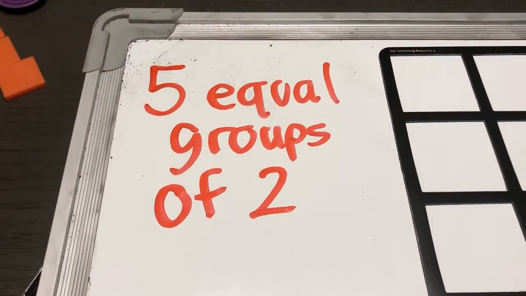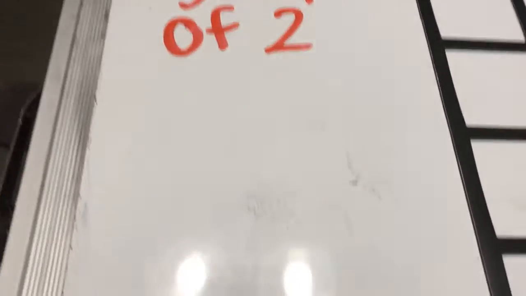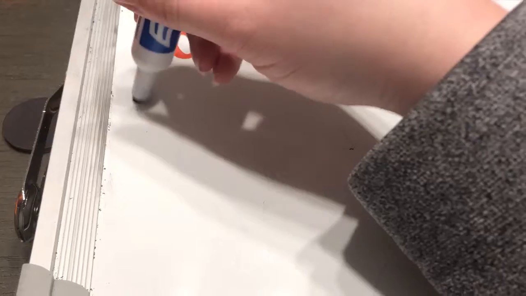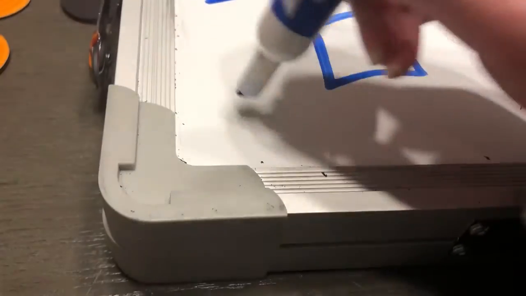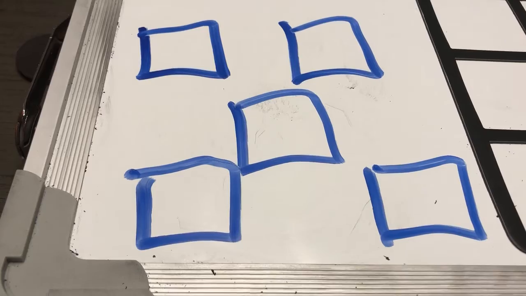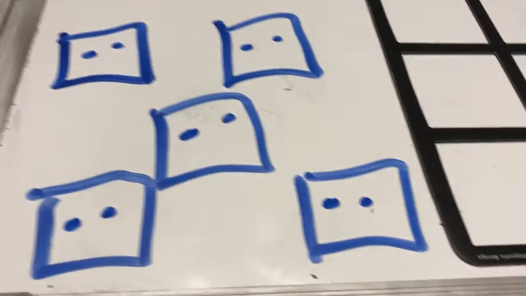Okay, now we have 5 equal groups of 2. 5 equal groups. Maybe you like to draw boxes out to remind yourself of how many equal groups you have. And how many would go in each box then? Good. We have 2 in each box.